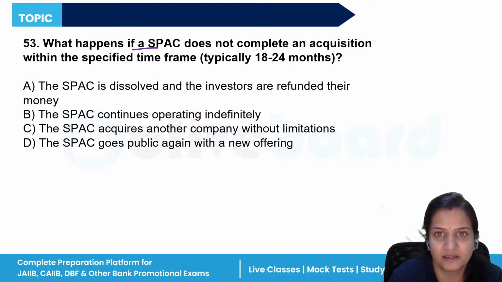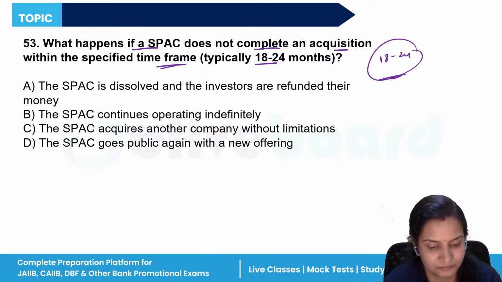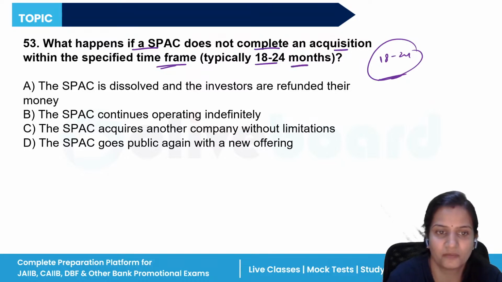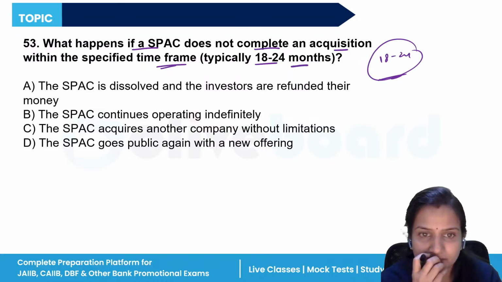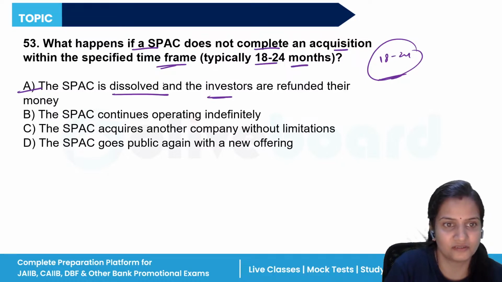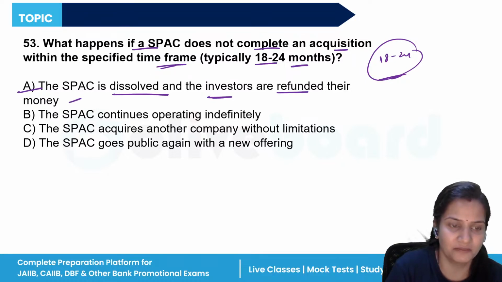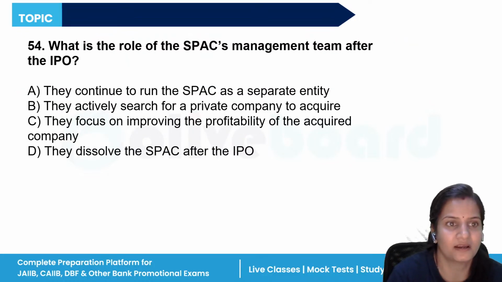What happens if a SPAC does not complete an acquisition within the time frame? The time frame is typically from 18 to 24 months. If they have not completed the acquisition within 24 months, they have to refund the money to the investors. The SPAC is dissolved and the investors are refunded their money. Yes, it is A. Now, what is the role of the SPAC's management team after IPO?